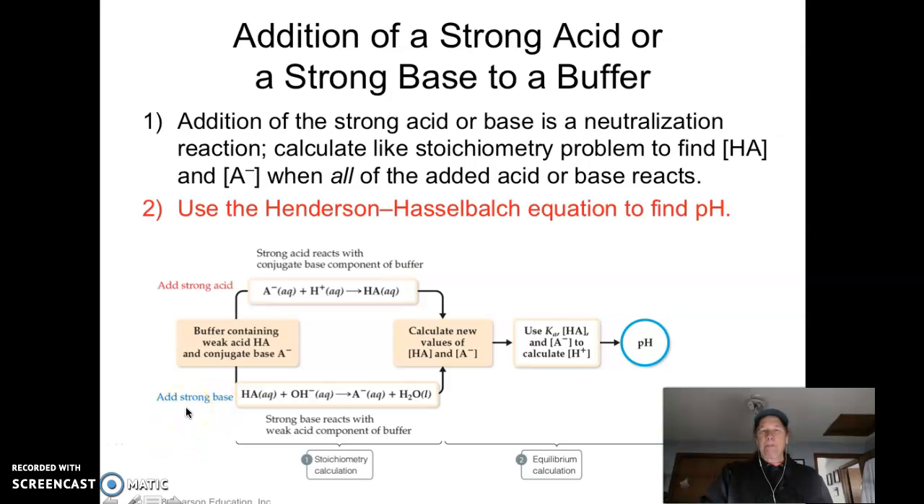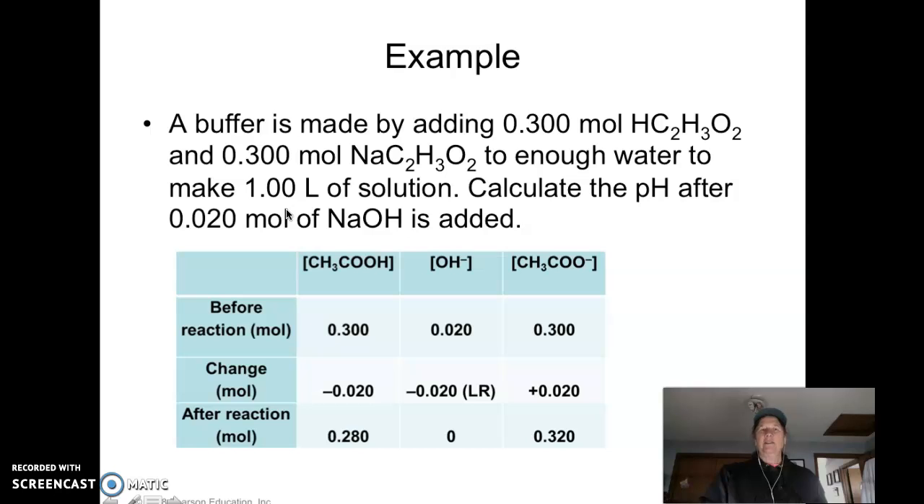And again, use the Henderson-Hasselbalch to find pH. Remember, it's pKa equals the log, and then you'll have your conjugate, or this is your acid, this is your conjugate base. Okay, here's an example.